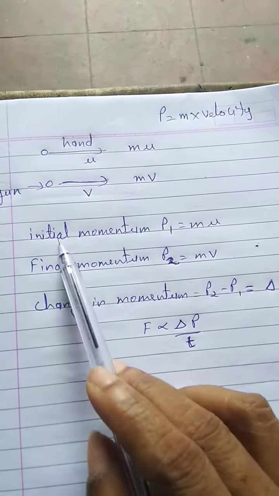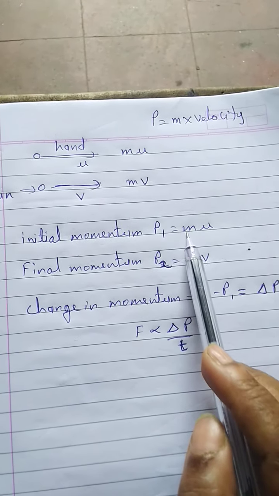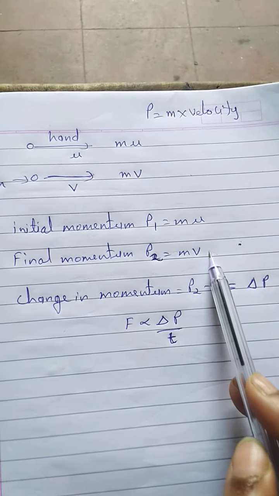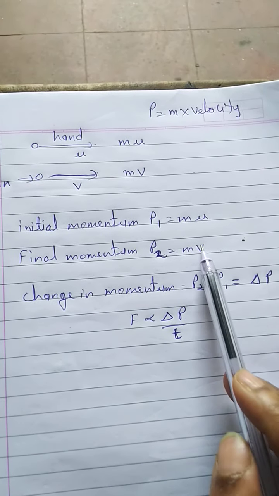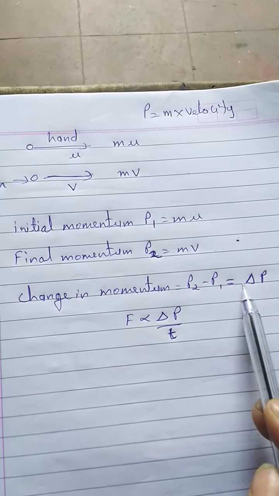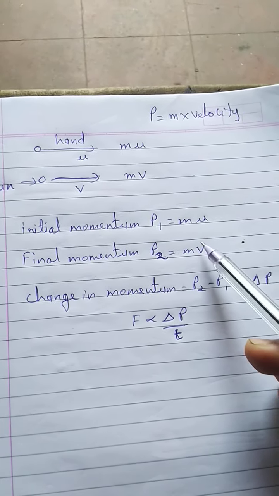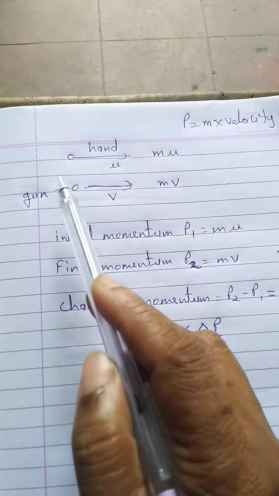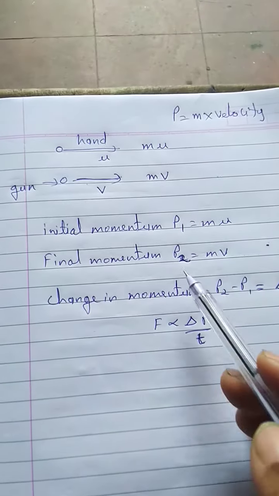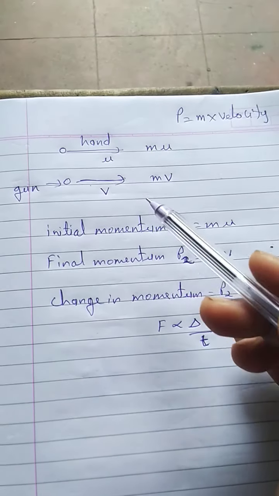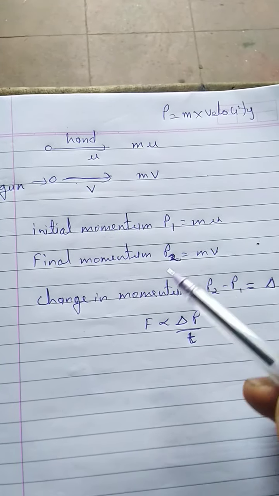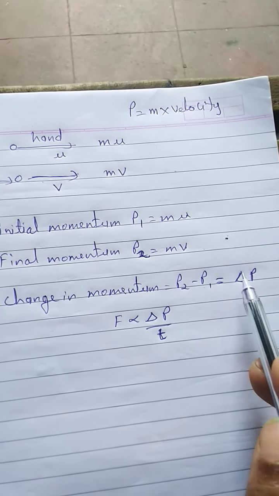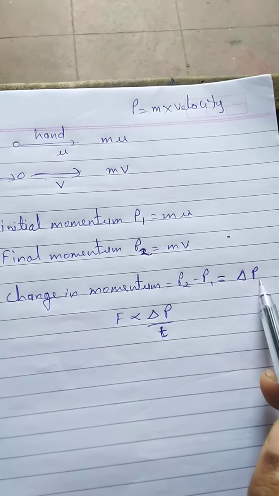So in this case, the initial momentum of the bullet was mass into u, that is mu, that is P1, and the final momentum P2 is m into v. And why is the effect felt more? The effect felt is more because there is a change in momentum. Initially it was less and then it is more. And why is there a change in momentum? Because the force is applied by the gun on the bullet for a short period of time. So change in momentum is P2 minus P1, denoted by delta P. This is called change in momentum.